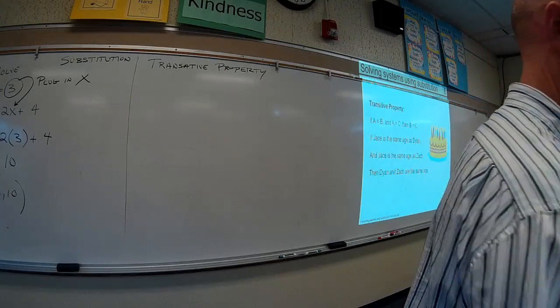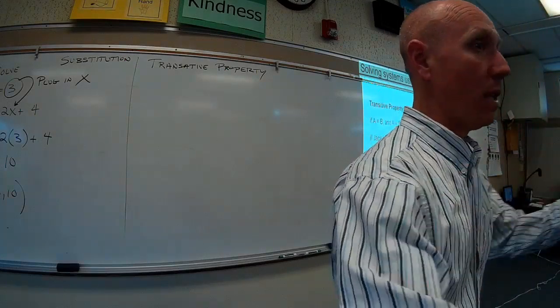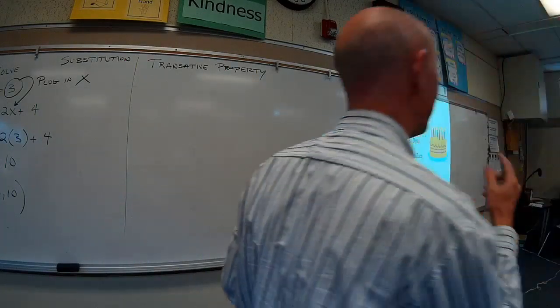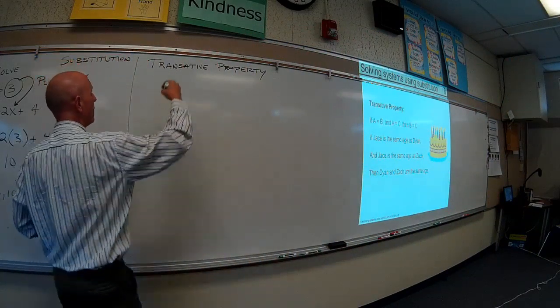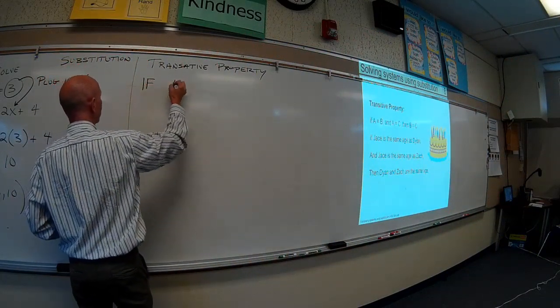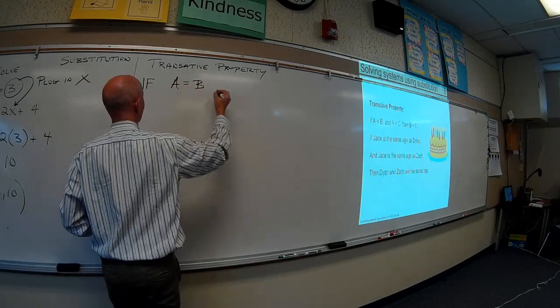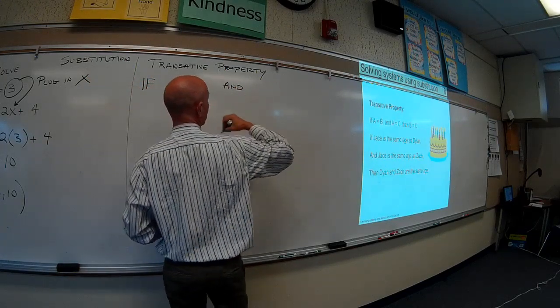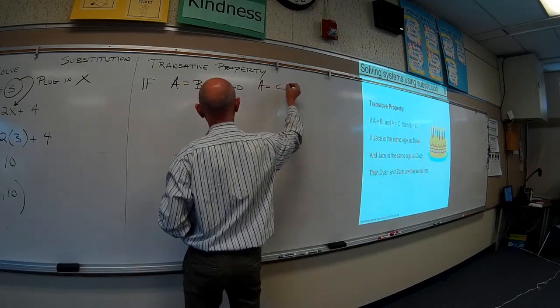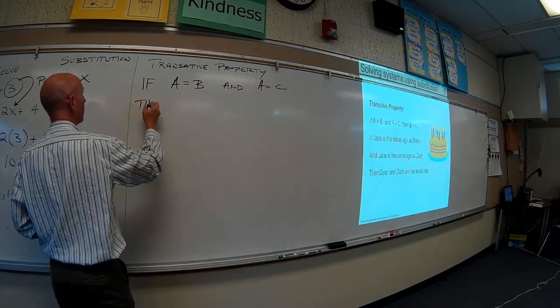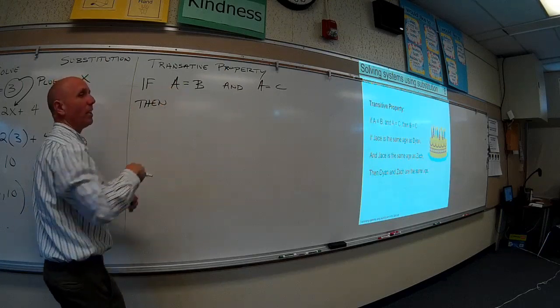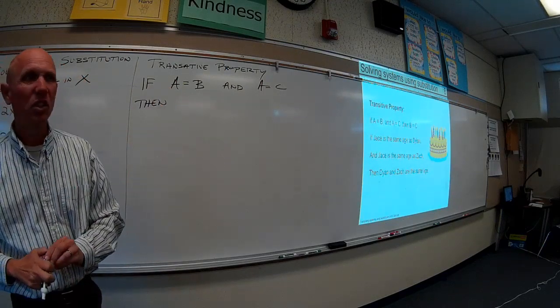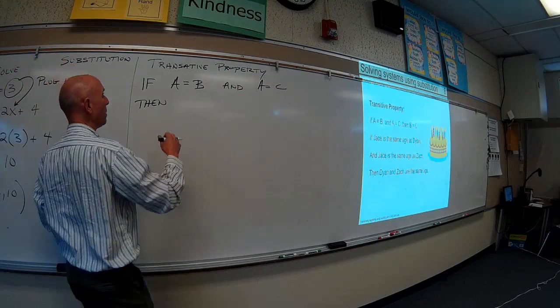I've got $1, you got 4 quarters. I got $1, you got 10 dimes. You don't even need me. 10 dimes, 4 quarters. Okay, that's transitive property. Here's what it looks like. If A equals B, and A equals C, then, ready? We don't even need the A anymore, do we? Let's get rid of the A. What can you tell me about B and C?